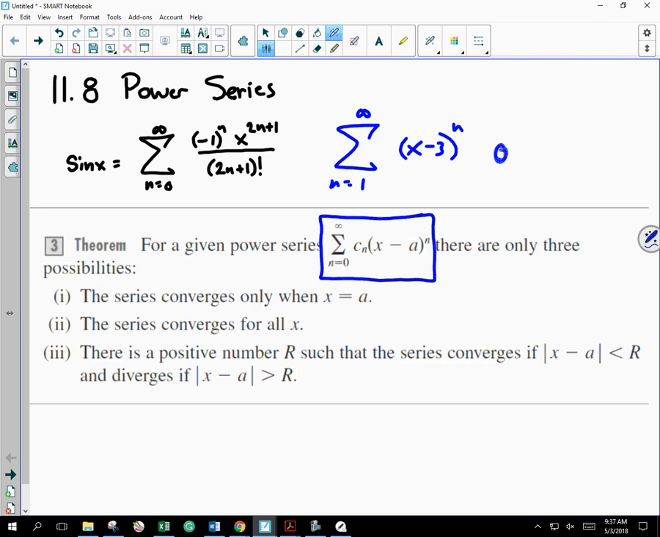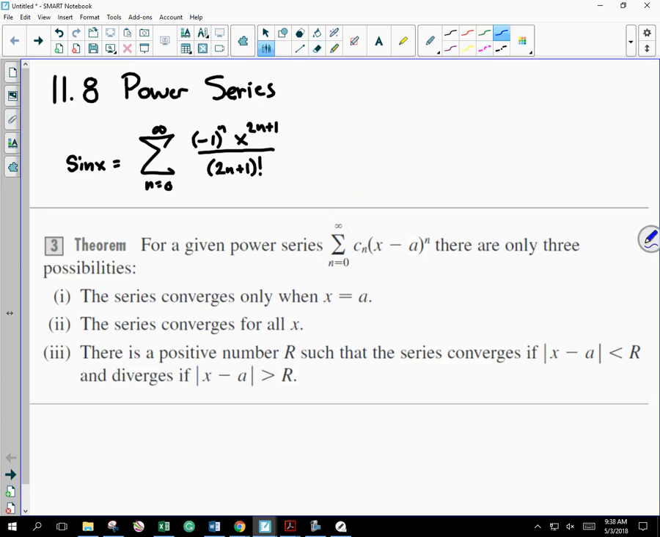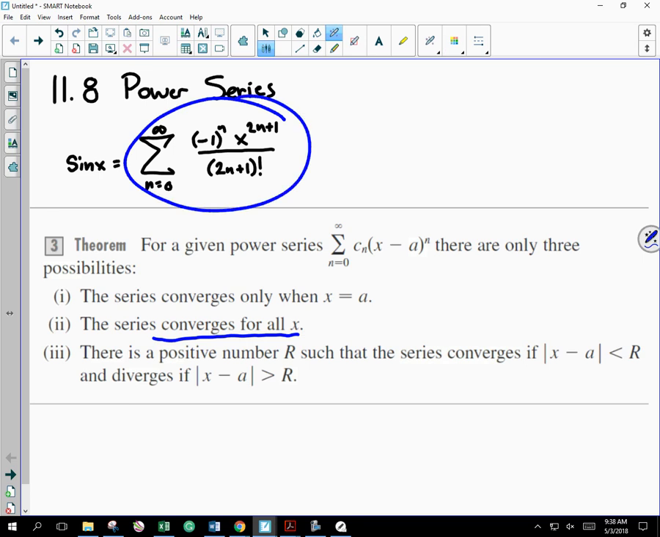The next one says, sometimes it doesn't matter what x is. It's always going to converge. So it goes to 0 so quickly that regardless of what we pick for x, it's going to converge, okay? This one, by the way, regardless of what I pick for x, it's always going to converge, and it converges to sine. It's always going to have an infinite sum regardless of what x is. And the most interesting question is this one.